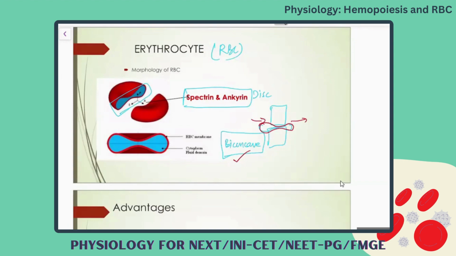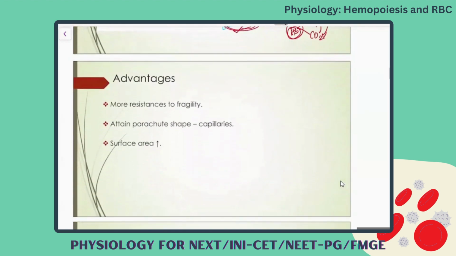This biconcave shape is maintained for the RBC because the RBC contains hemoglobin. That is the site where the oxygen and carbon dioxide exchange takes place, which is the most important function that has to be maintained throughout our body. Oxygen and carbon dioxide exchange happens by binding with the hemoglobin present inside the RBC. So that is the most significant aspect of the biconcave shape of the RBC.